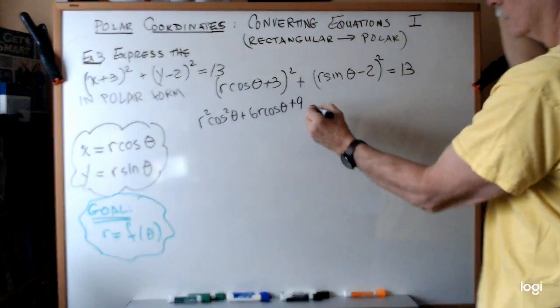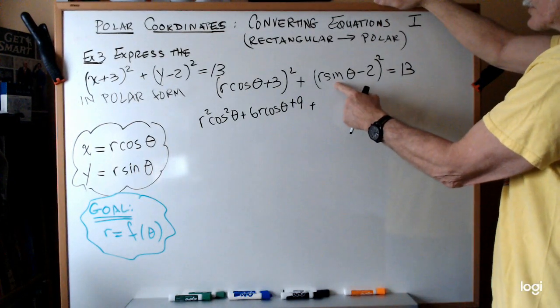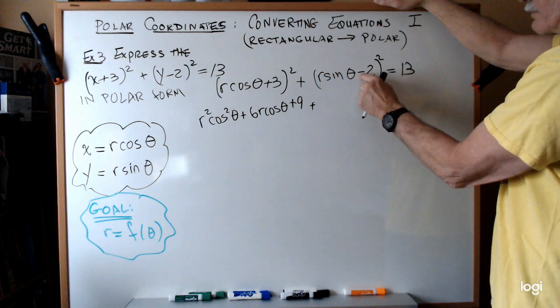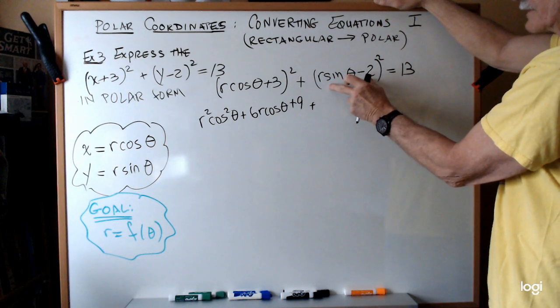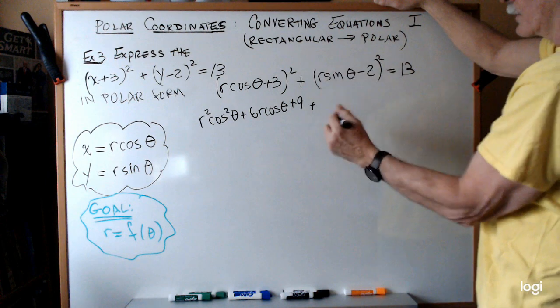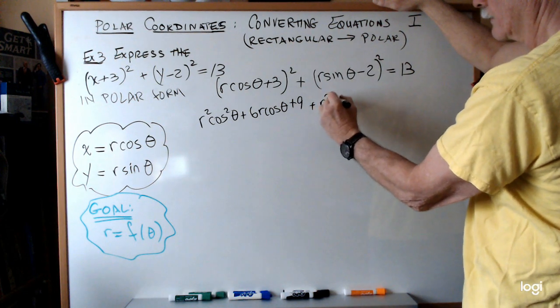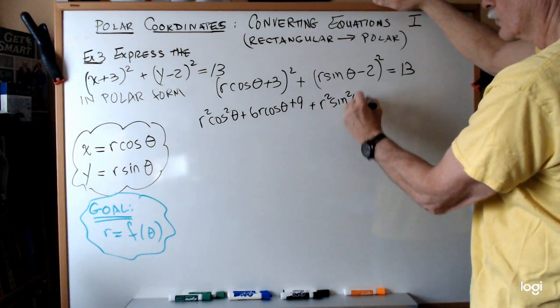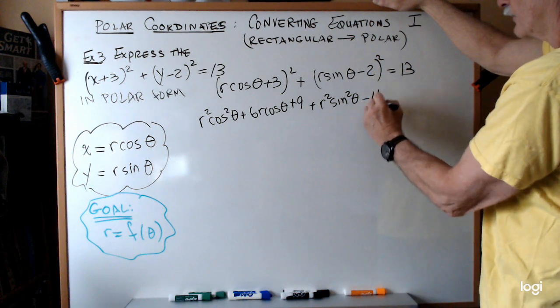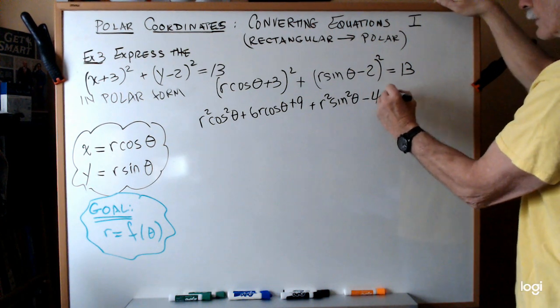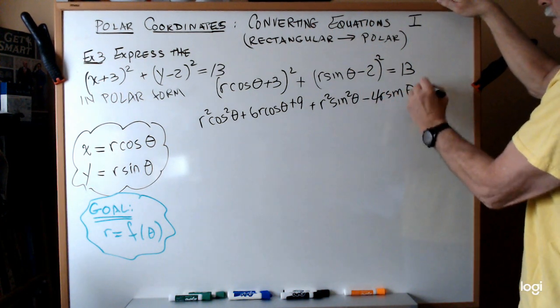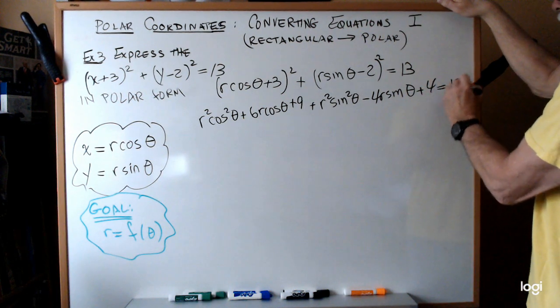And over here, we do the same thing. We get this squared, in this case, minus twice the product plus this squared. So you get r squared sine squared theta minus 4r sine theta, twice the product, plus 4 equals 13.